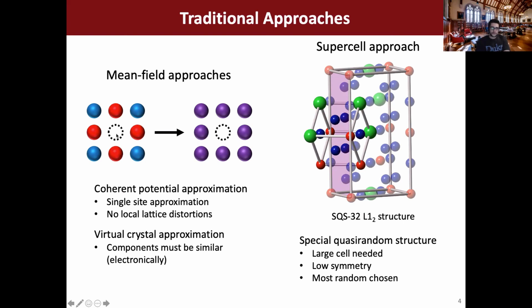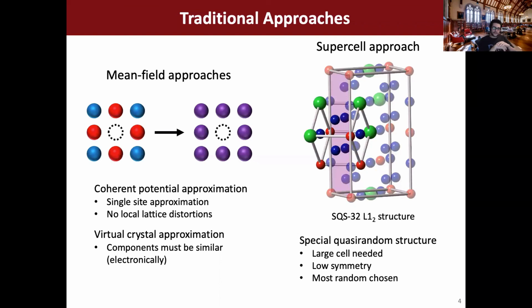So under the mean field approaches, we have approximations like the coherent potential approximation or the virtual crystal approximation. Roughly speaking, you can imagine that if you have a site that is partially occupied by 2 occupants or 3 or the like, the way you might model it is you might make a new fake atom that has the average properties of the elements that occupy it. Okay, and so the caveat there is that they all have to be pretty similar.